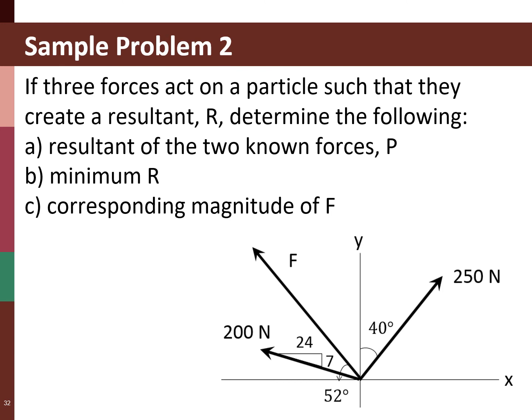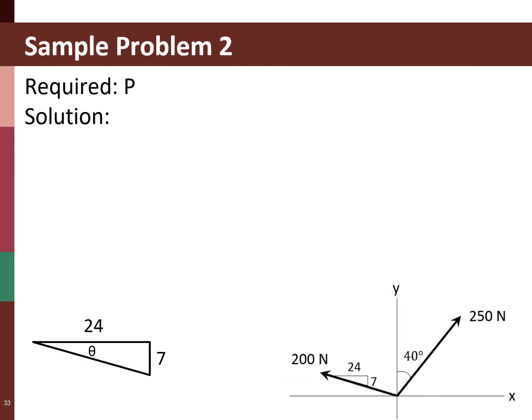For the next sample problem, if three forces act on a particle such that they create a resultant R, determine the following. A. The resultant of the two known forces P, the minimum resultant, and the corresponding magnitude of F. First, we are required to solve for P, which is the resultant of the 200 and 250 Newton forces.